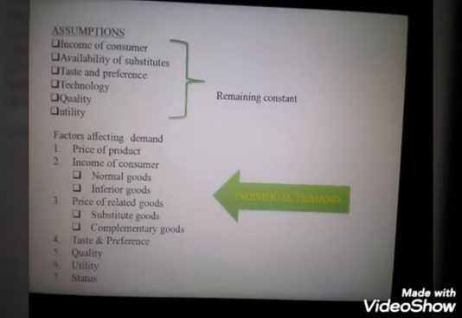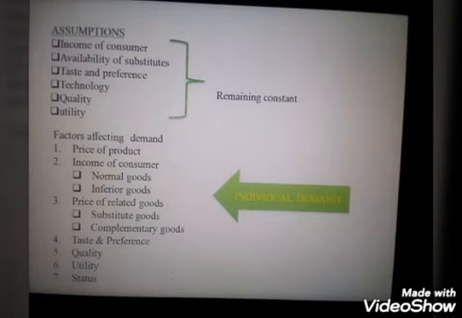Next is the income of the consumer. On the basis of the income of the consumer, goods can be divided into two: normal goods and inferior goods. Normal goods are those goods for which, when the income of the consumer increases, the demand also increases, and when the income of the consumer decreases, the demand also decreases. That means there is a positive relationship.